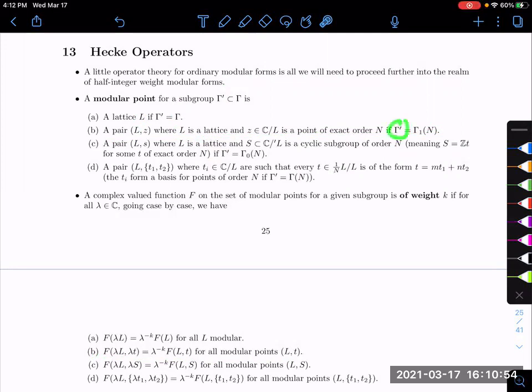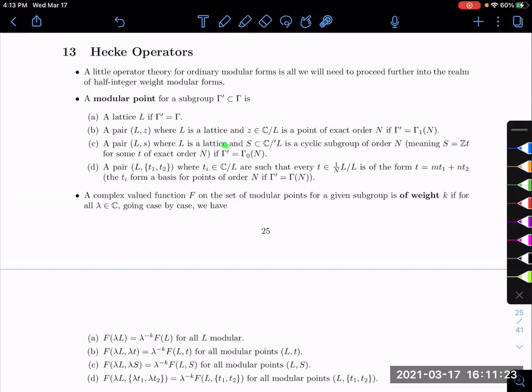If the subgroup is gamma sub 1 of N, so all the matrices that have 1s on the main diagonal and 0 in the lower left corner when you reduce the entries mod capital N, then we're going to say a modular point for the subgroup is not just a lattice, but it's going to be a pair L comma Z, where L is still a lattice and Z, in the torus C mod L, is a point of exact order capital N.